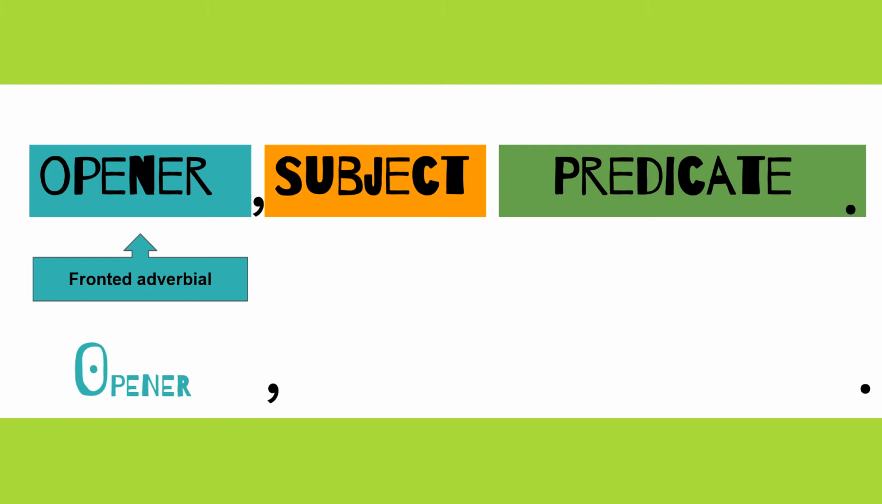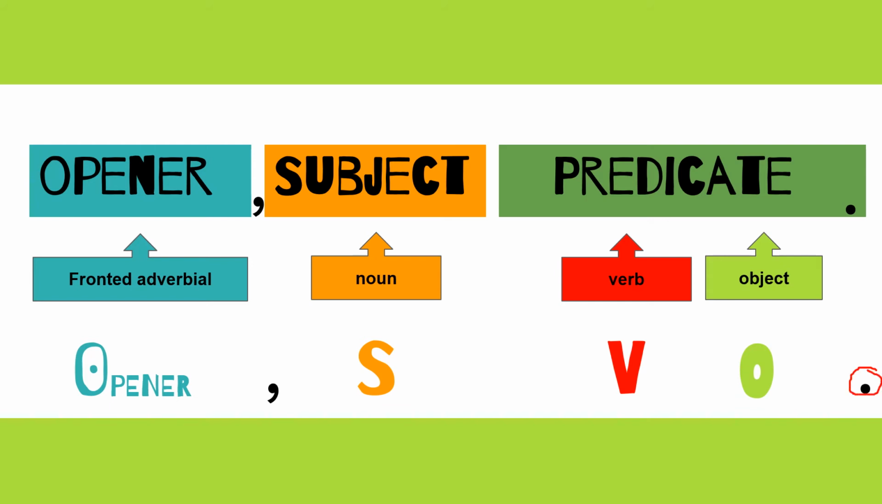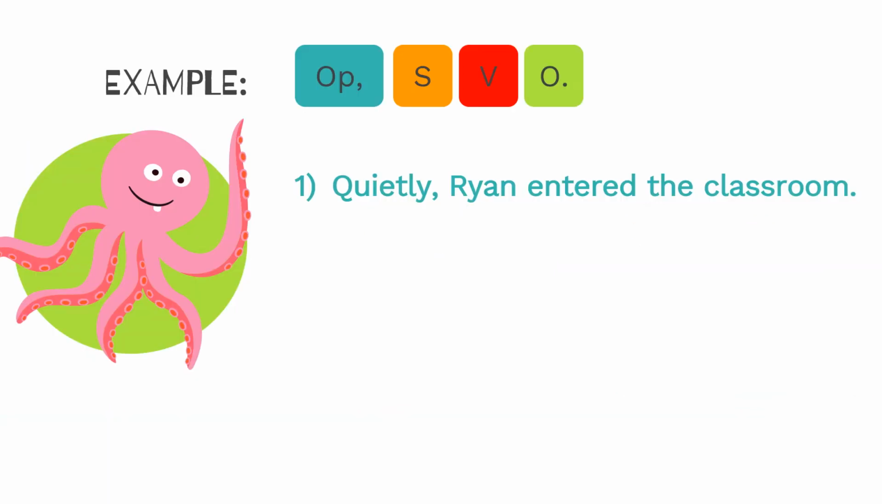For this lesson, remember this structure. Opener is a fronted adverbial followed by a comma, then subject, which is a noun, verb, and object. And of course, don't forget the full stop in the end to end your sentence. Let's look at the following example. Remember, our structure for this sentence style is opener, comma, subject, verb, object, full stop.